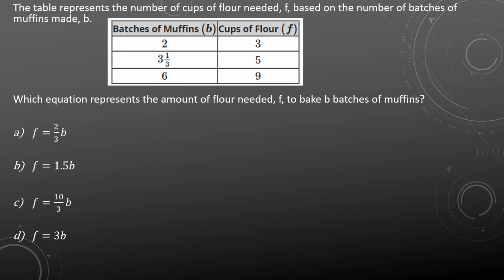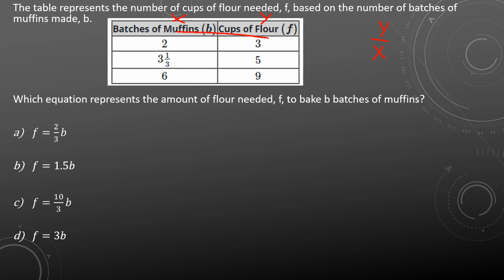Last question says the table represents the number of cups of flour needed F based on the number of batches of muffins made B. Which equation represents the amount of flour needed F to bake B batches of muffins? For this one here, all we need to do is figure out what our unit rate is, and then we need to pick our equation that has that unit rate. Remember, when you are given a table, your x comes first and your y comes second. I need to write this as y over x.